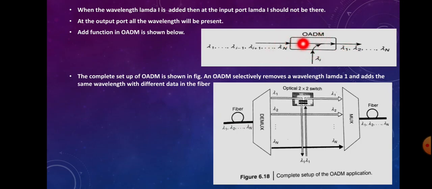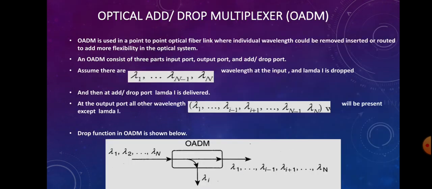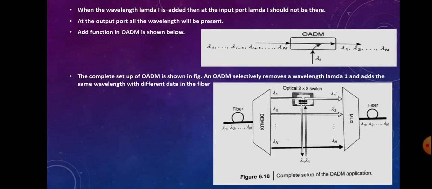Here we are adding one signal to the channel. In the previous case we were dropping one signal from the input. And the complete setup for the OADM is shown in the figure. You can see here an optical link, and here a multiplexer is there, a demultiplexer is there, and similarly there is an OADM switch, or we can say a 2x2 switch, and lambda 1 is dropped here and another lambda 1 is added here. So the complete setup of the OADM is shown in the figure.